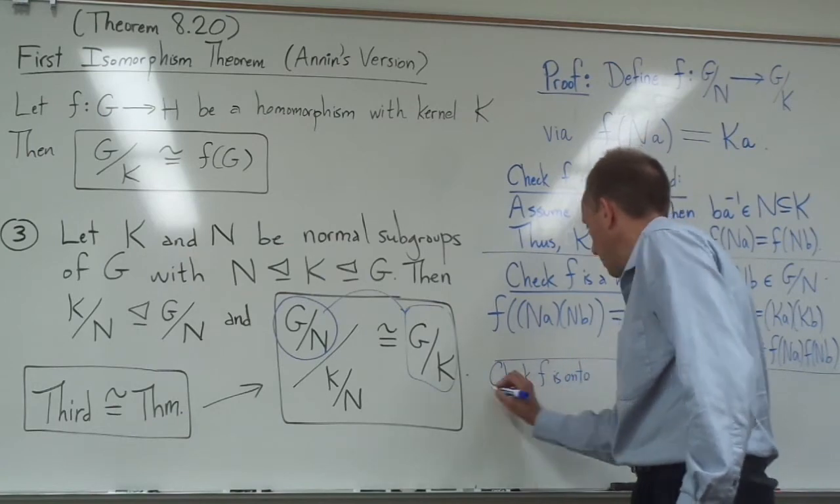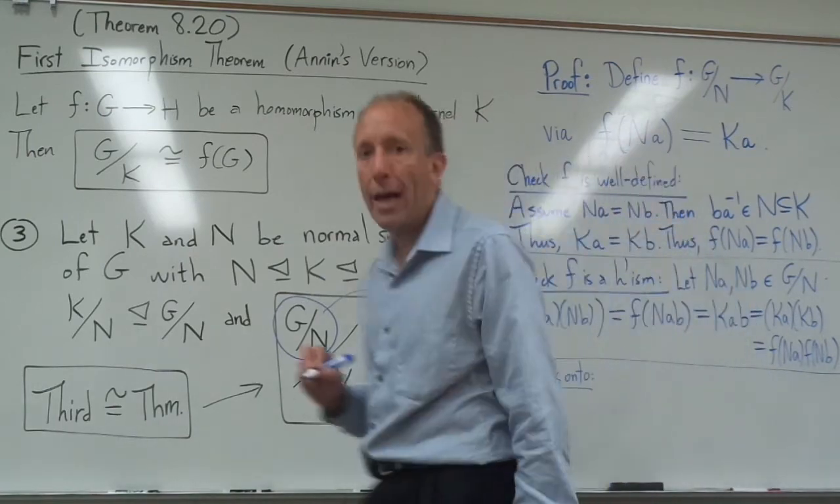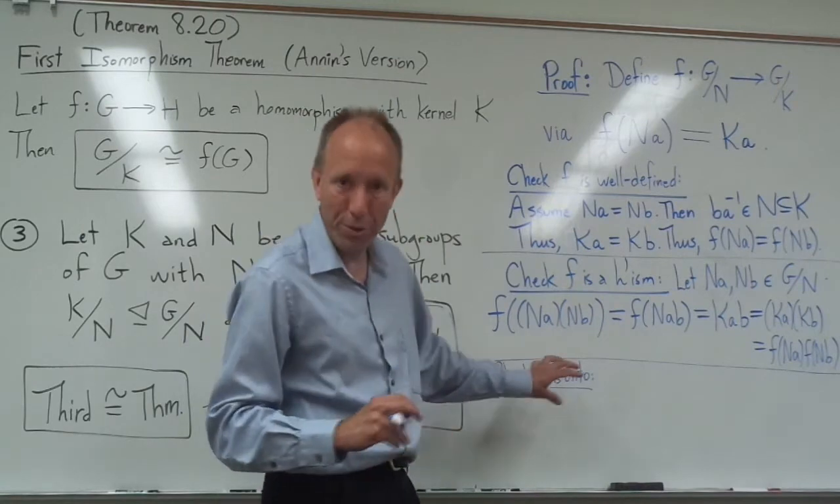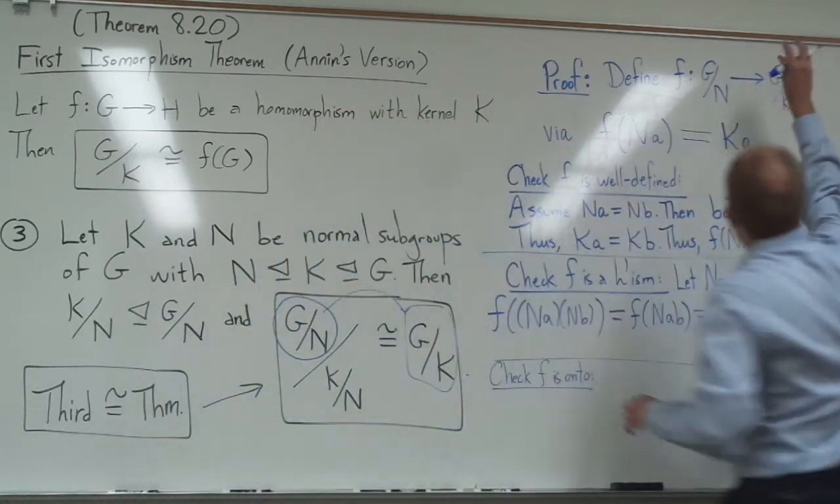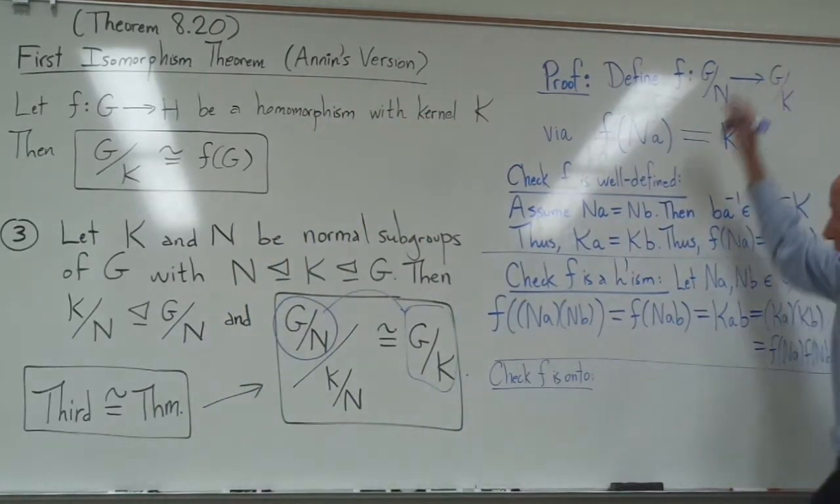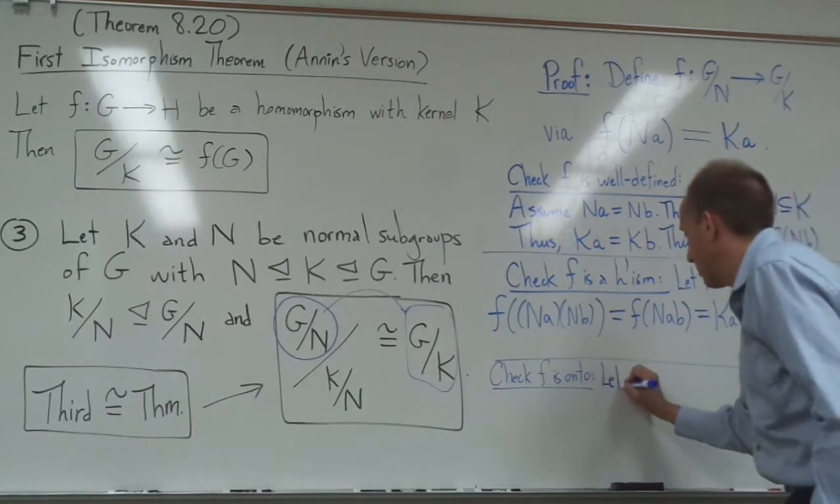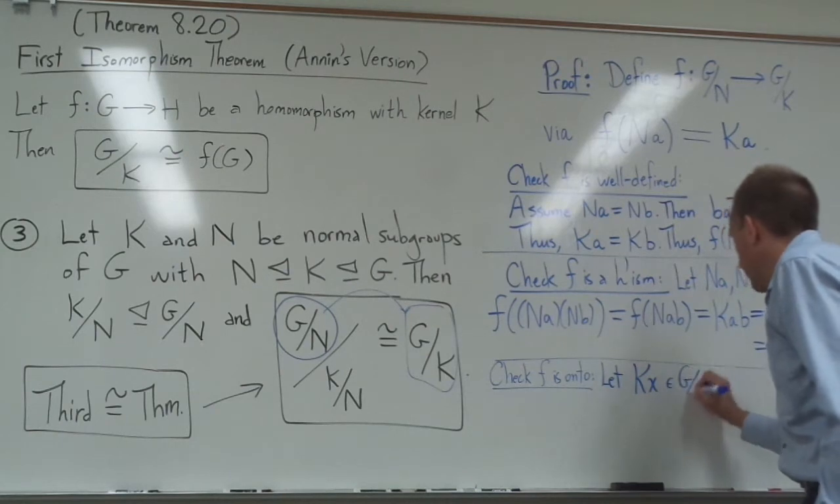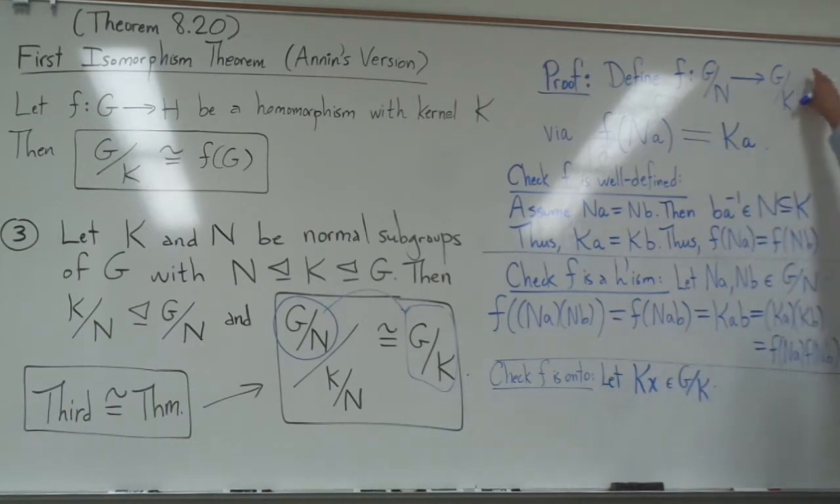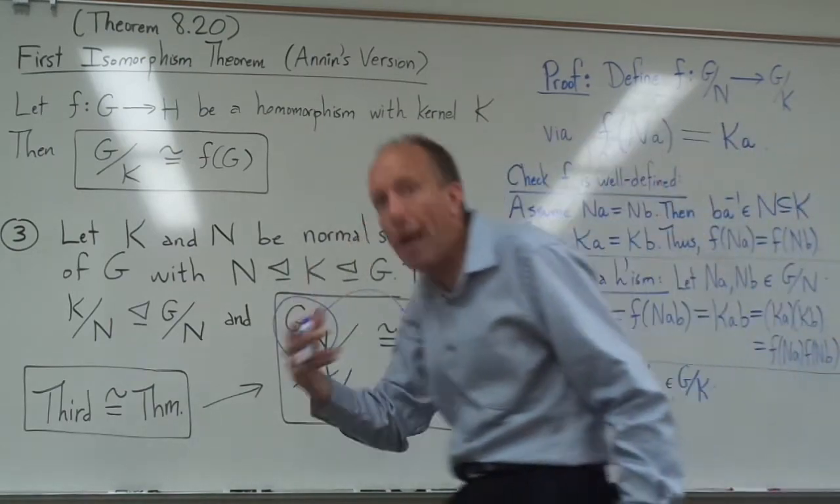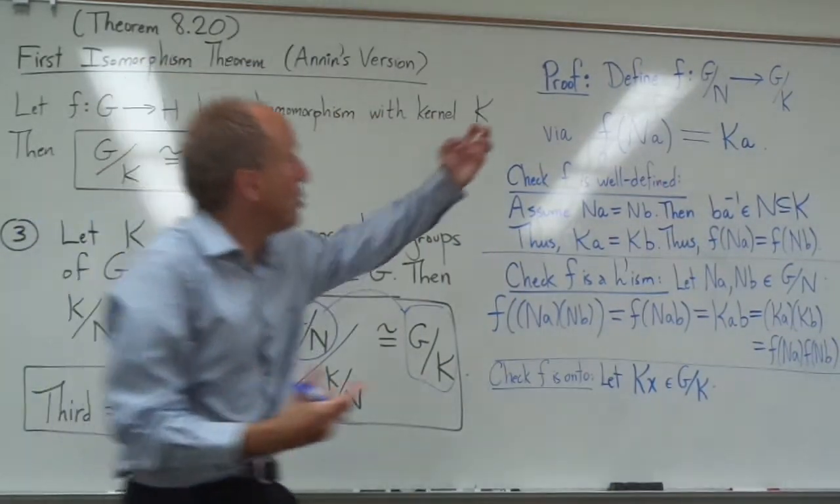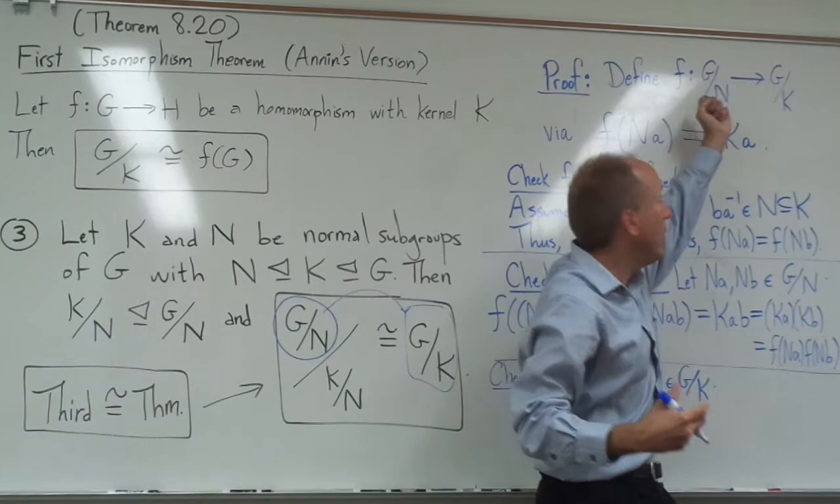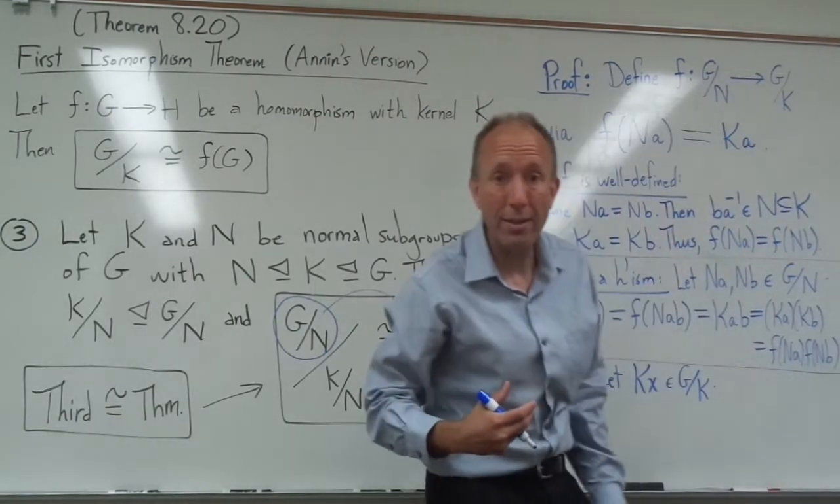So let's just say a quick word about that. To show that f is onto, I have to grab an arbitrary element of G mod K. Right, so I'm just going to grab any coset I want. I'll just call it Kx, that's in the codomain. And then my job is to figure out a coset in G mod N that would get mapped to it.